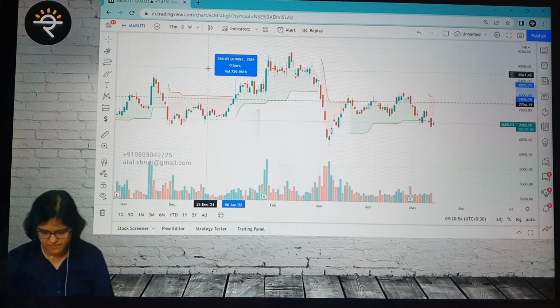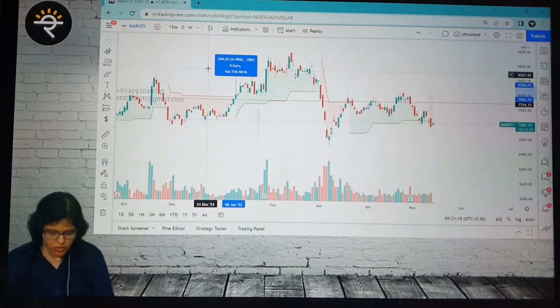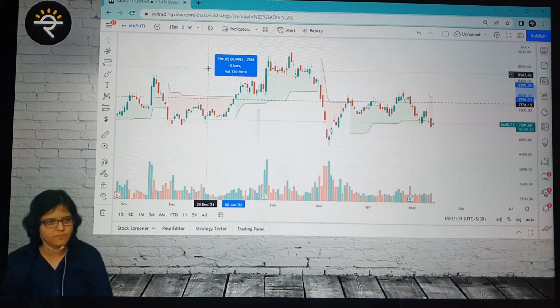I want you all to tell me the answers. What kind of crossover is that called? Golden crossover or bullish crossover? Second one, exactly opposite. 50 EMA crosses below 200 EMA. That is called as what? Death crossover.